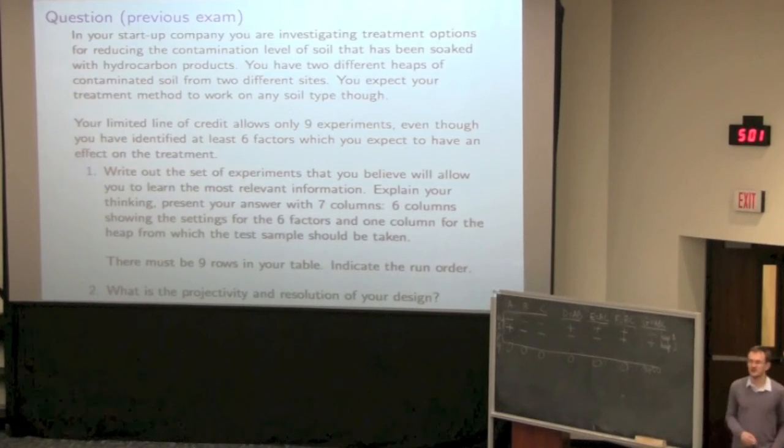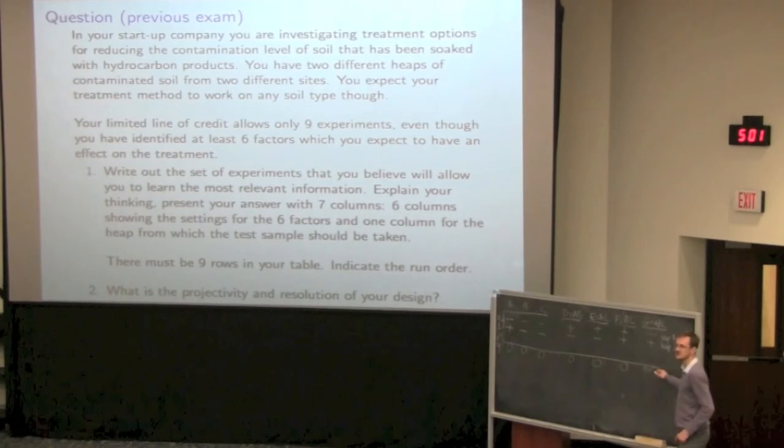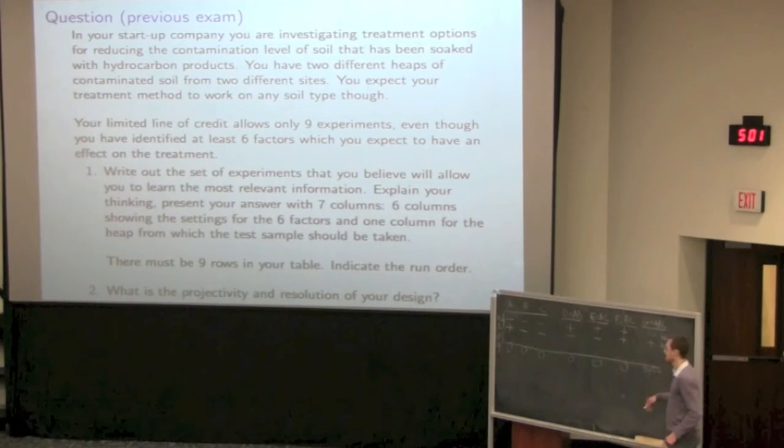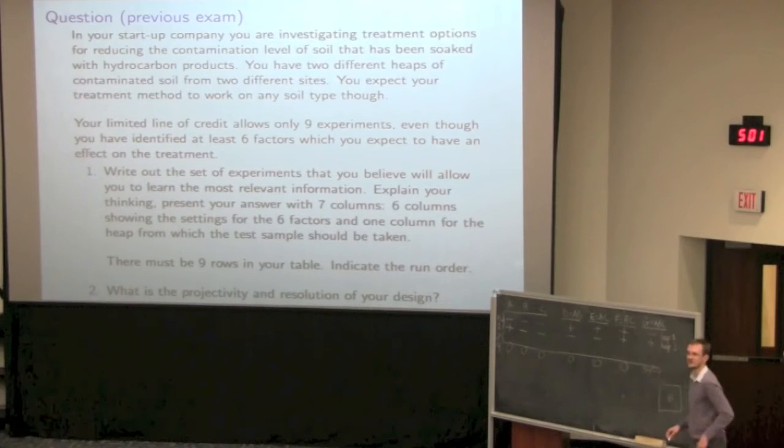Run your first experiment at the midpoints of the 6 variables and choose a 50-50 ratio from the 2 heaps. That way, in your factorial design, you can't visualize 6 factors, but if we were, say, doing 2 factors, that corresponds to doing an experiment at the midpoint over there.